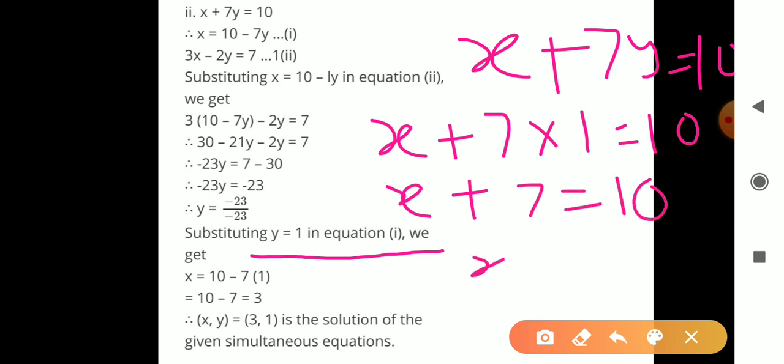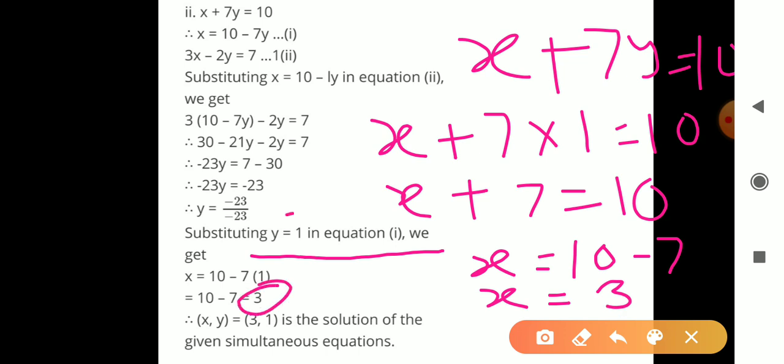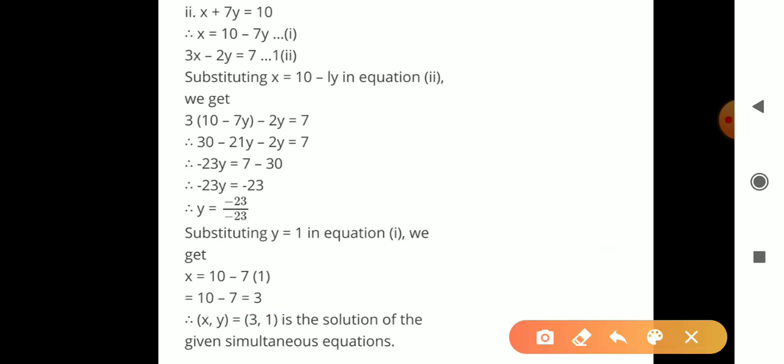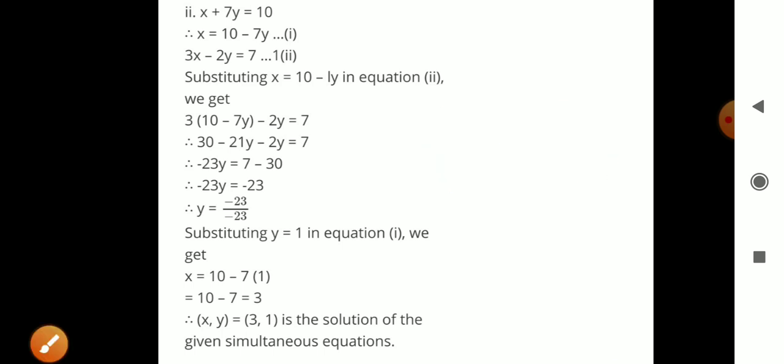So here x equals, now this plus 7 becomes minus 7 on the right side, so 10 as it is minus 7, and we get x equal to 10 minus 7, that is 3. So the value of x is 3, and we calculated the value of y is 1. So the solution of the equation is x is 3 and y is 1. So this is the solution of the equation. Okay, so this is the second question.